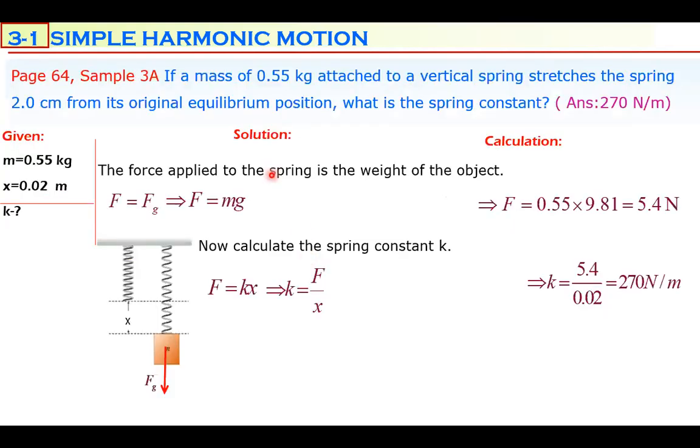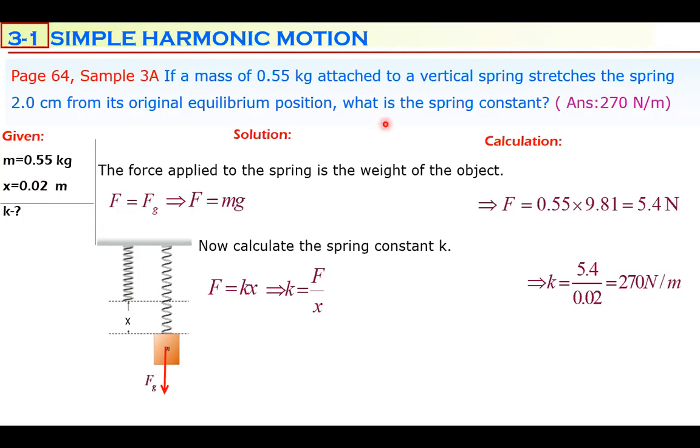And there are some questions in your book. I will just show one of them, which is the sample problem. As I said, this is an unstretched spring, but if a mass of 0.55 kilogram is attached to a vertical spring, this is the vertical spring, and it stretches the spring by 2 centimeters. So initially unstretched, later you suspended 0.55 kilogram, so it's stretched by a distance of 0.02 meters, which is 2 centimeters, from its original unstretched position, which is this.